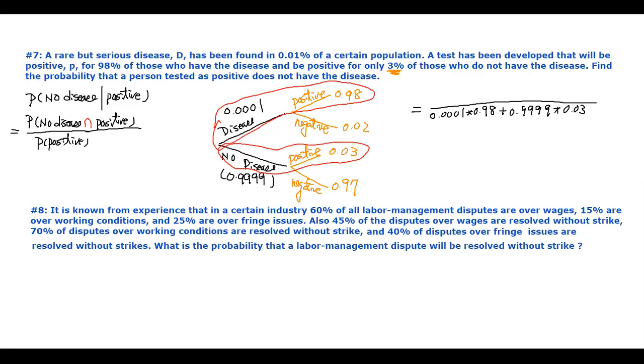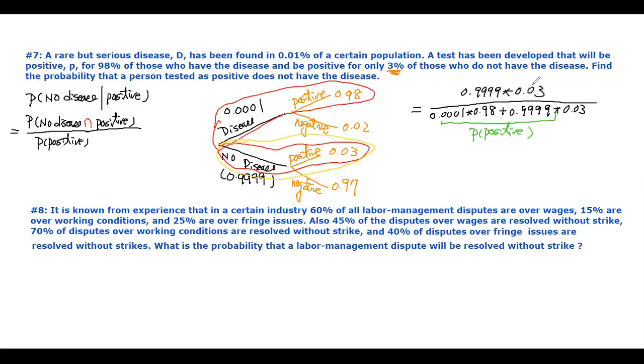So what is here? What is down here? This is the probability you test positive, correct? Okay, now let's say, what is the probability of no disease and positive? So where is no disease and positive? What is my numerator? It is here, right? No disease and positive. So it will be what? 0.9999 and positive is 0.03 here.